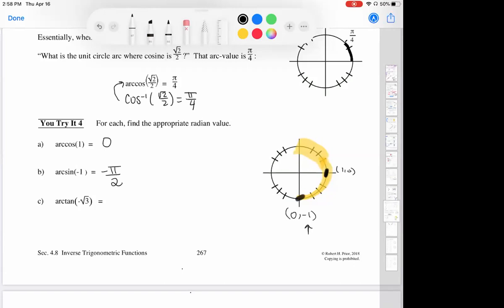Arctangent of negative square root of 3. All right, well, tangent is square root of 3 at 60, so it would also be at negative 60, which is negative pi over 3. Again, if the arc wording throws you off, you can always write it with inverse notation if you prefer that.